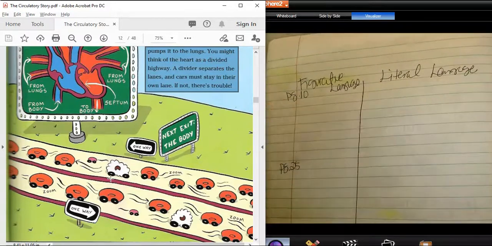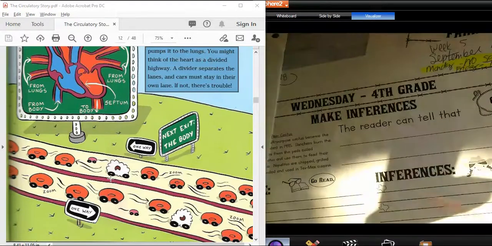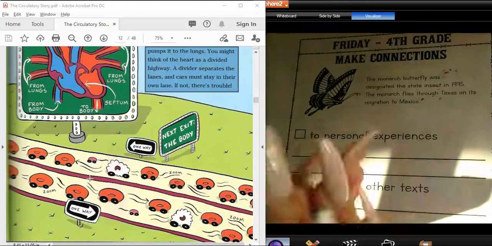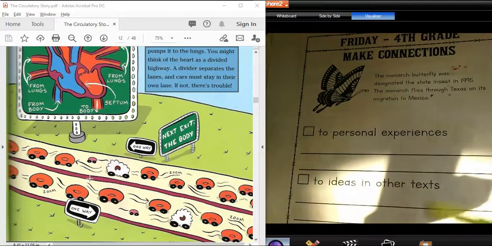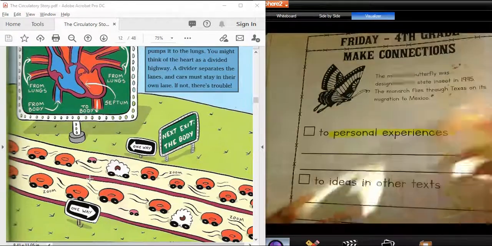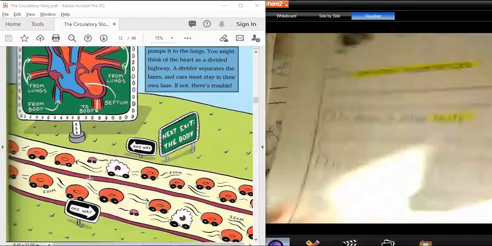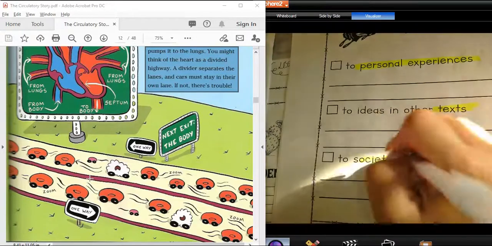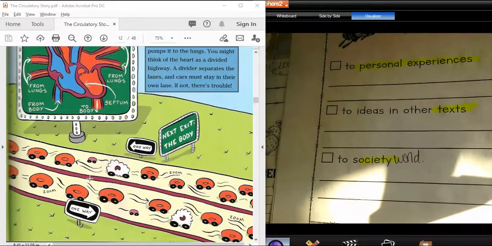Once you are done writing this, you may put this on the side and go ahead and take out your Friday's paper, which is making connections. And I love making connections, boys and girls. Well, it is to a personal experience, whether it's to other text, or it might be to society or to the world. So let me give you an example of what that might sound like when I make connections.